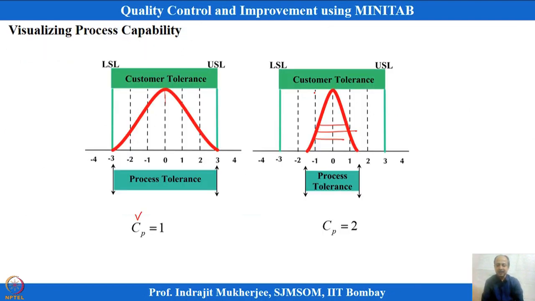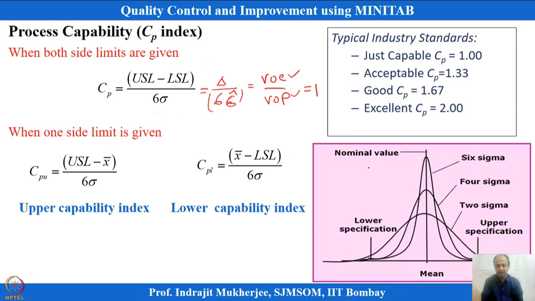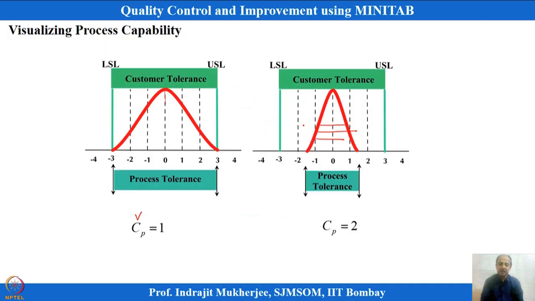Okay. And in the second scenario, my tolerance is maybe double the voice of the process we are using over here. So the voice of the process is just half of the voice of the customer. If I represent this one as 1, this will be half. So the CP index will come out to be equal to 2, as shown over here. The favorable scenario is that I am using less as compared to what is given by the designer, and I want to reduce it further.